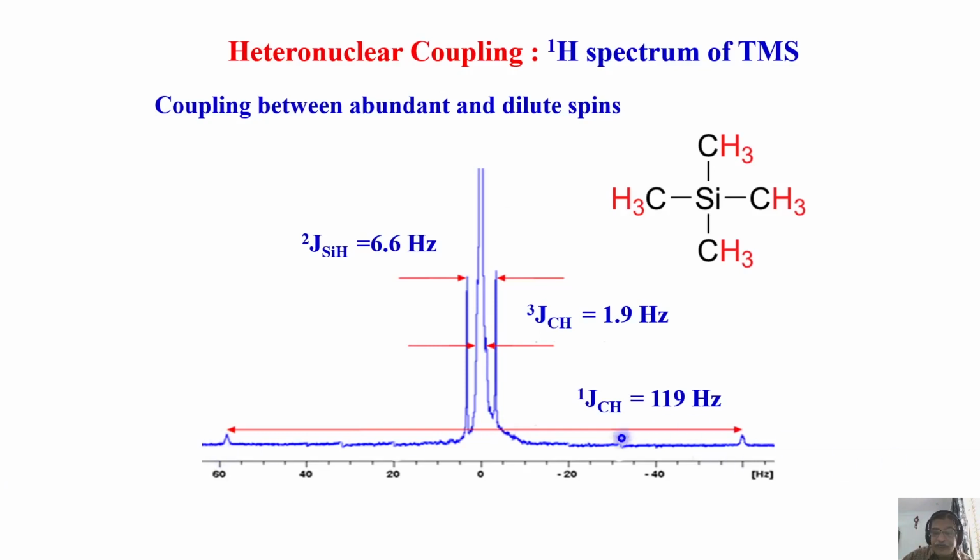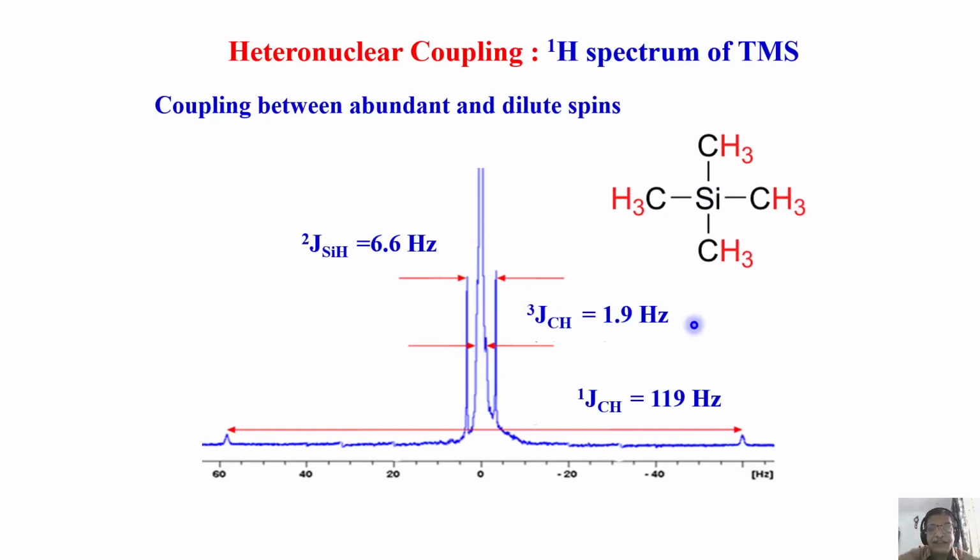If I analyze this, measure the separation, I can get the J coupling between carbon and proton. I can measure one bond coupling. I can measure this separation, I can get two bond silicon proton coupling. I can measure this separation, I get three bond carbon proton coupling.